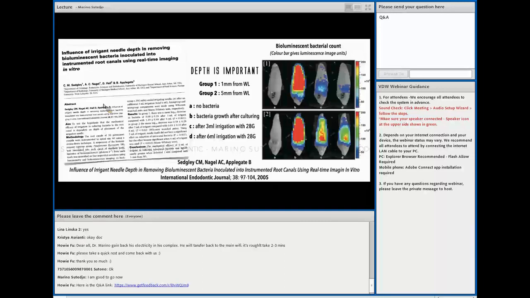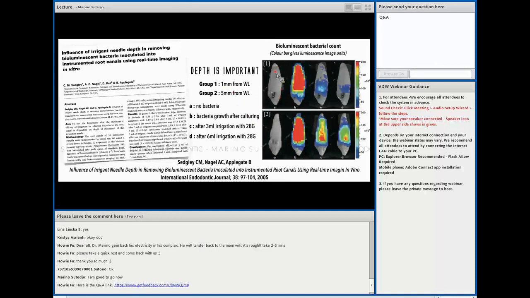And depth is always important because once again, this is also a journal in 2005 where they conducted research using bioluminescence bacterial count. If you see here, the color indicates the number of bacteria. So if the color goes red, it means the number of bacteria is high. If the color is blue, it means the number of bacteria is low. And they divided the group into two groups. Group number one, they inserted their irrigation needle up to 1 millimeter from the working length. And group number two, they inserted their irrigation needle 5 millimeters from the working length.